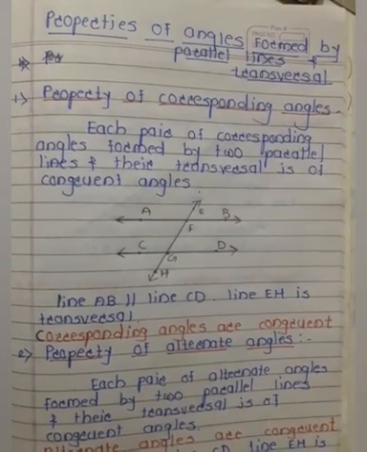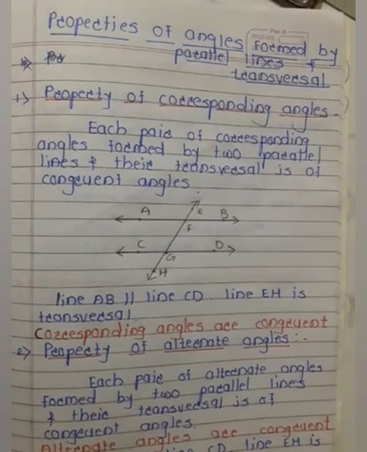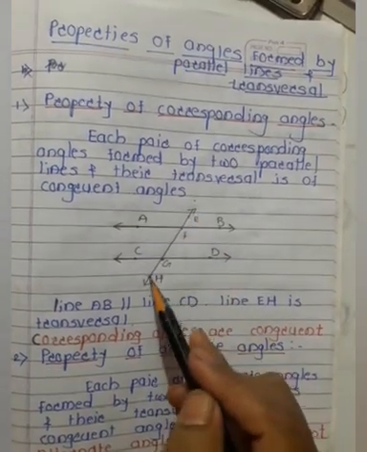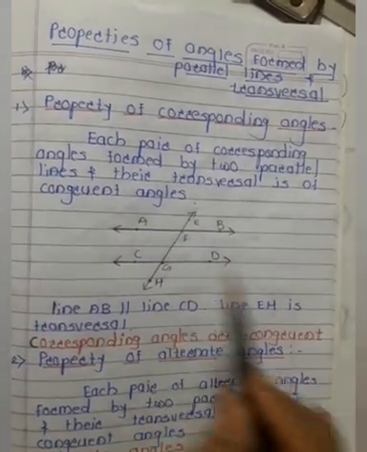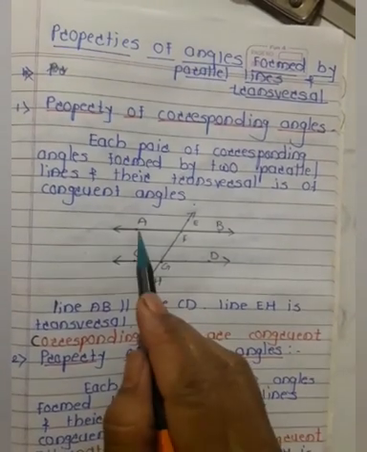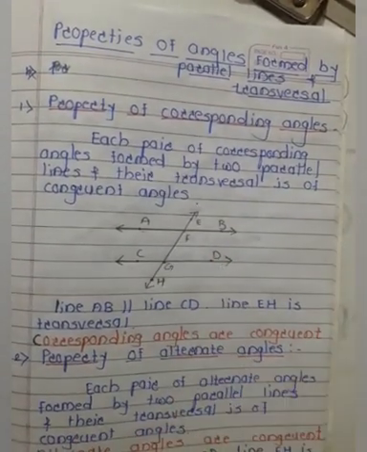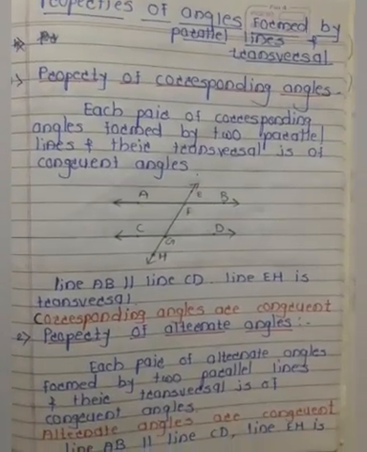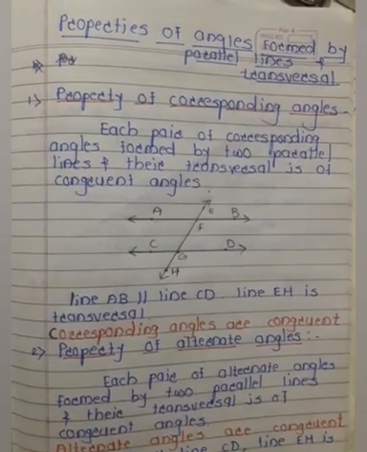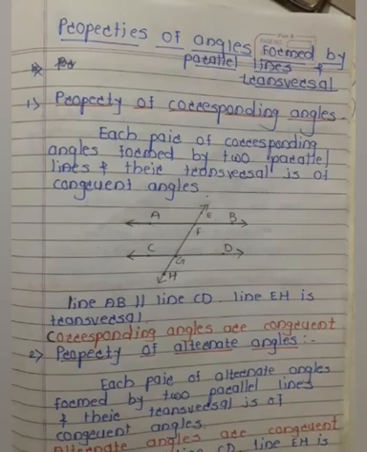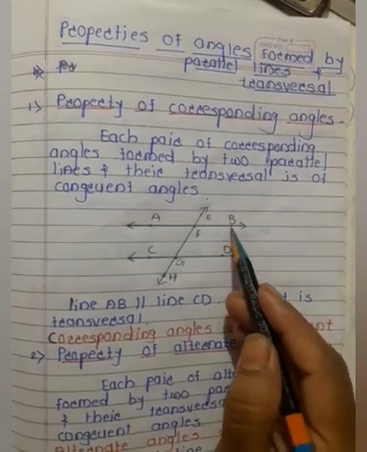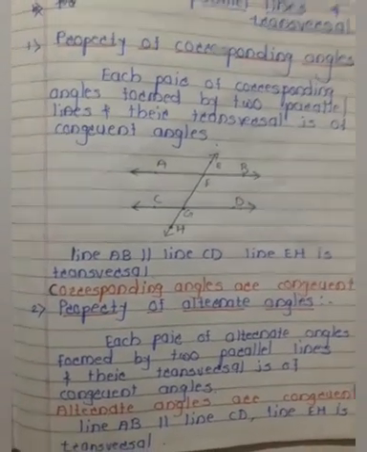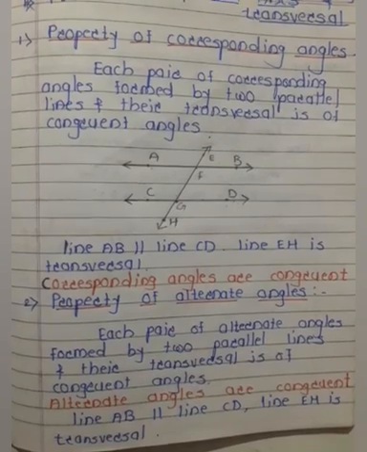Today we will see the properties of angles formed by parallel lines and transversals. First property: corresponding angles. Each pair of corresponding angles formed by two parallel lines and their transversal is a pair of congruent angles. Line AB is parallel to line CD and line EH is the transversal. With the help of this property we learn that corresponding angles are congruent when these lines are parallel to each other. Then the second property, of alternate angles.